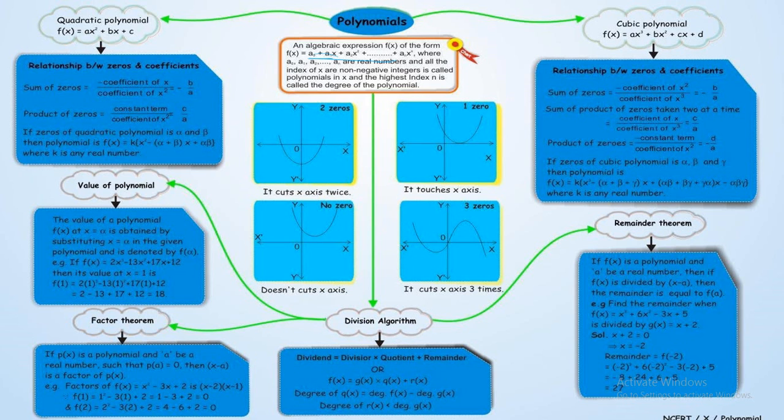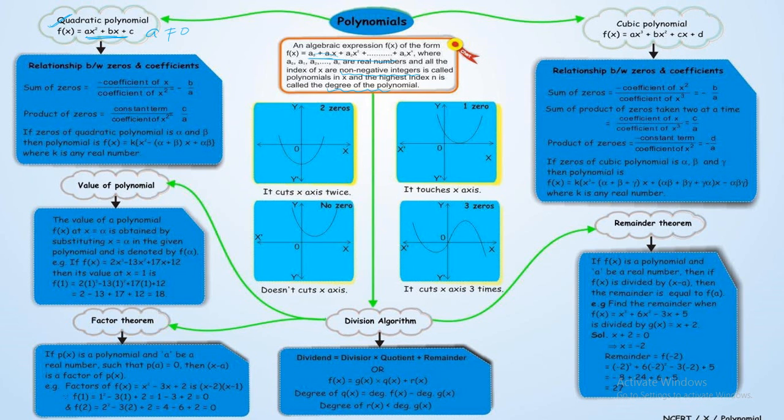In a polynomial, the powers should be non-negative integers, right? The highest power is what we call the degree of the polynomial. If the degree is 1, we call it a linear polynomial. And in this chapter, we are going to discuss the quadratic polynomial. A quadratic polynomial is of the form ax square plus bx plus c, where the condition is a is not equal to 0.